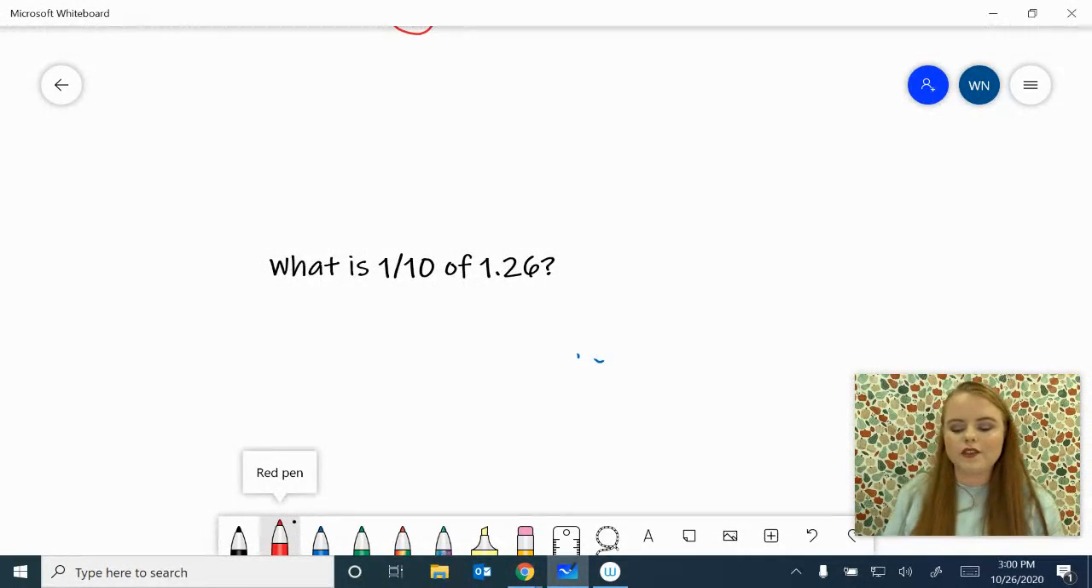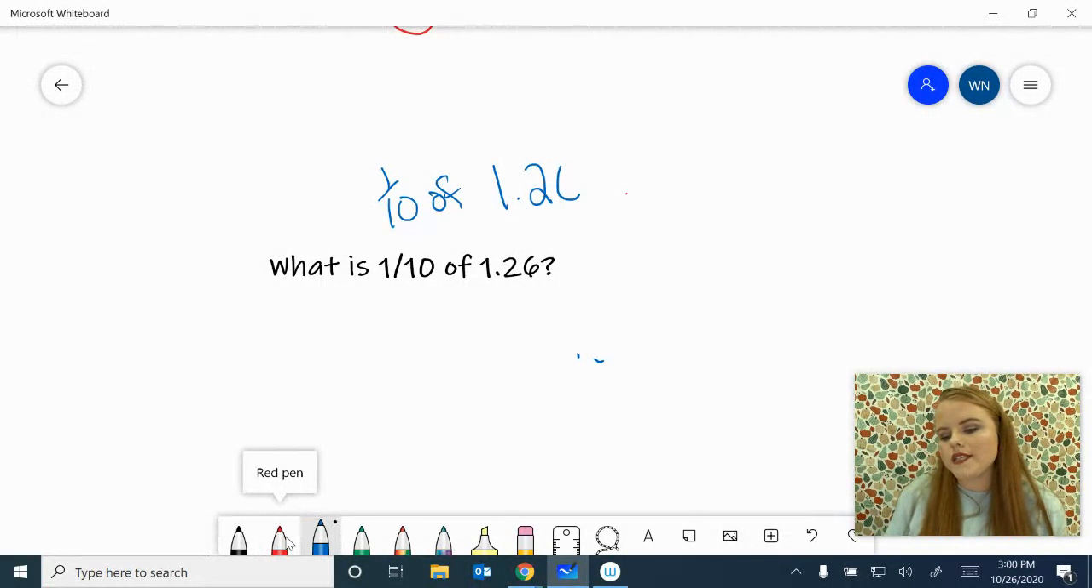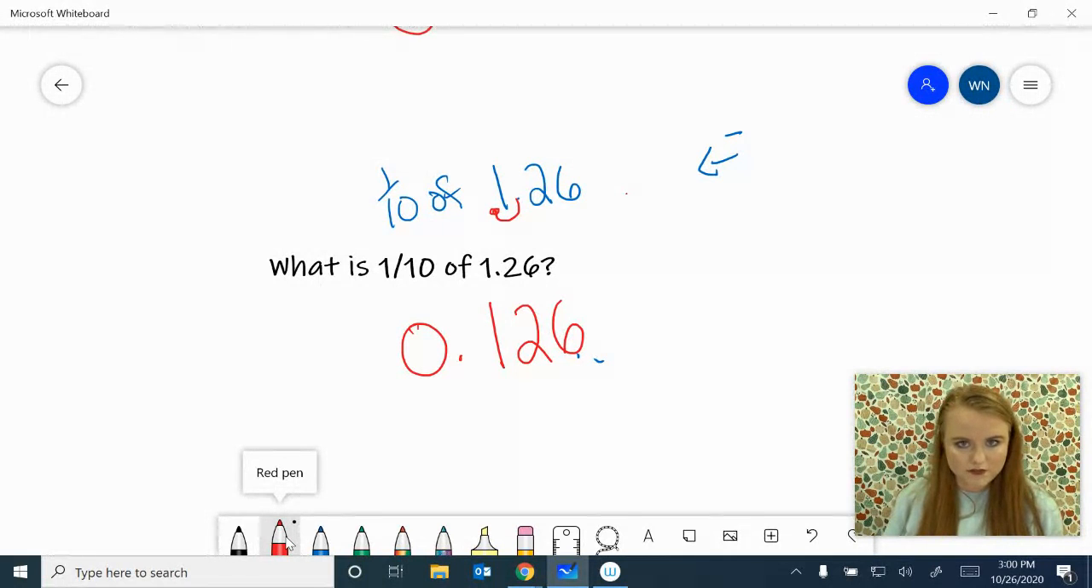What is 1/10 of 1 and 26/100ths? Let's take a look at this. 1/10 of 1 and 26/100ths. So we're looking for a small piece of 1 and 26/100ths. If we want to go smaller, we want to go left. So let's go ahead and move that decimal point 1 to the left. That's going to get us 0 and 126 thousandths. 1/10 of 1 and 26/100ths is 0 and 126 thousandths. All we're doing is moving that decimal point.